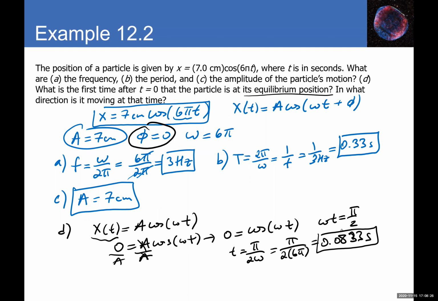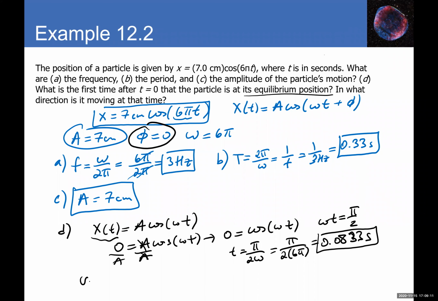Okay. We also now want to know in what direction it is moving at that time. All right, so it's a good question, so let's talk about that. What we do for that is take the velocity equation with respect to time.